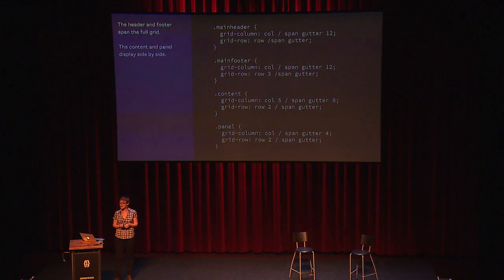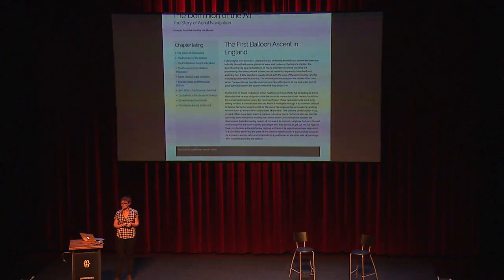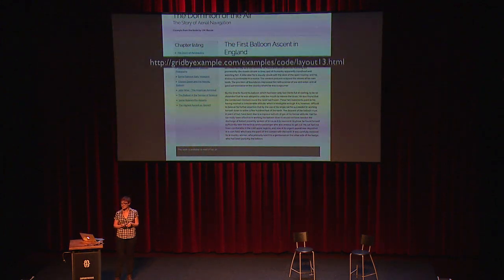So the header and footer start at the first line named col and span to gutter line 12. The header starts after the first row line and the footer the third. And between them, we put the panel and the content. And that comes back to something like this, which is at that URL.